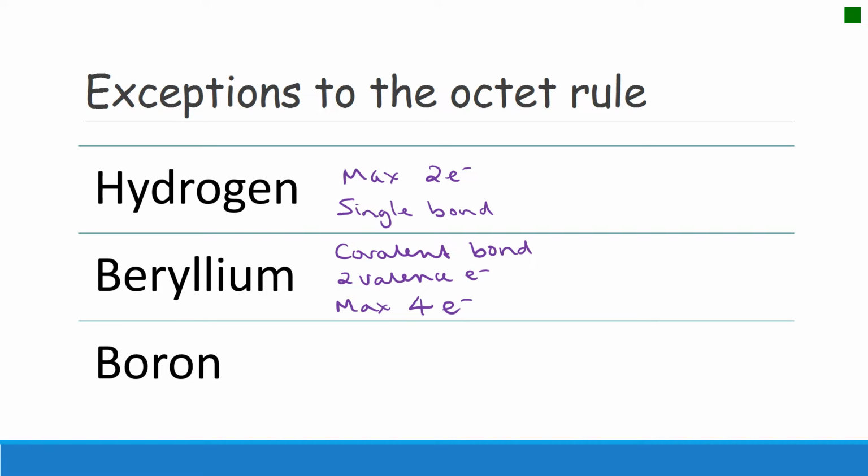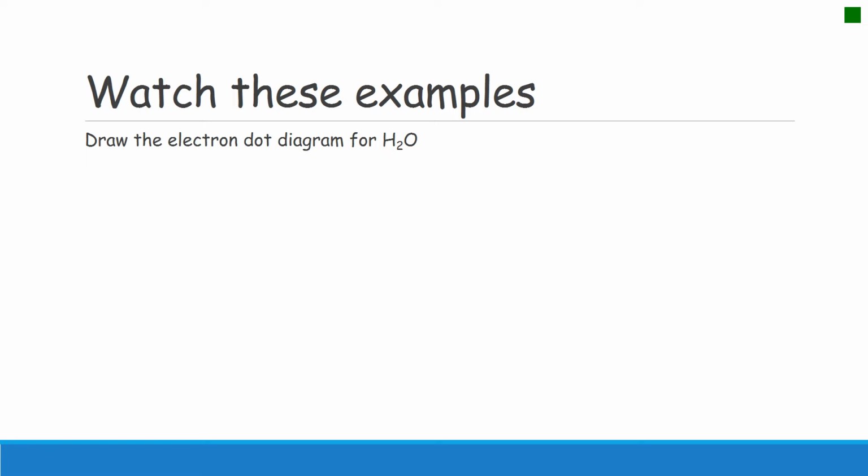Now, boron also has 3 valence electrons. It too will form a covalent bond. But this one here, because it's got 3 valence electrons, can form 3 bonds, so it will have a maximum of 6 electrons. Now let's look at how to do these examples.